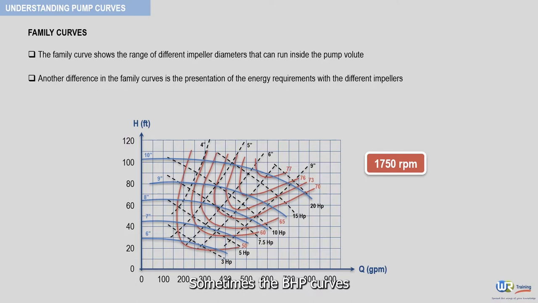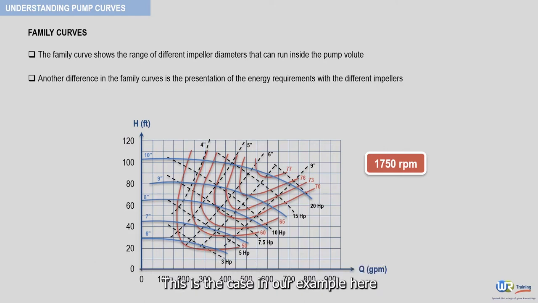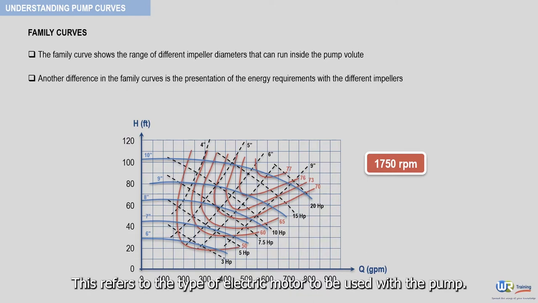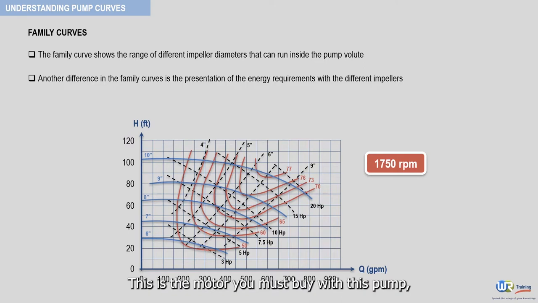Sometimes, the BHP curves, or the energy requirement curves, appear to be descending with an increase in flow, instead of ascending. This is the case in our example here. In other instances, instead of showing the horsepower consumed, the standard rating of the electric motor is shown. This refers to the type of electric motor to be used with the pump. In other words, instead of showing 17 horsepower of energy consumed, the family curve may show a 20 horsepower motor. This is the motor you must buy with this pump, because no one in the industry makes a standard 17 horsepower motor.